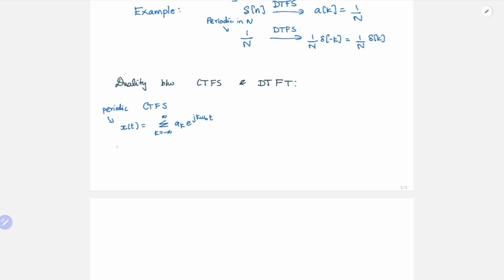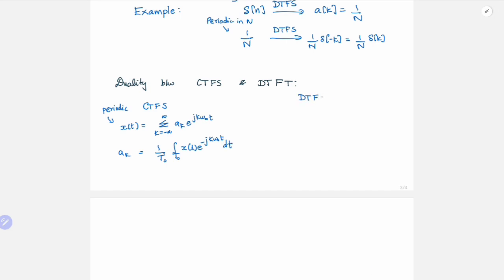And what is the analysis equation? a_k is nothing but 1 over T_0 integral over T_0, x(t) e^(-j k ω_0 t) dt. So a_k is not periodic.